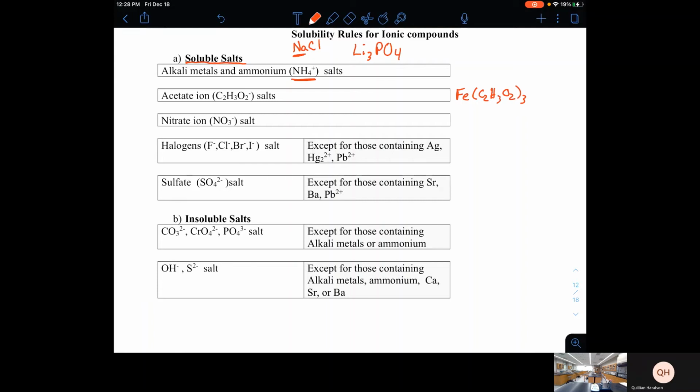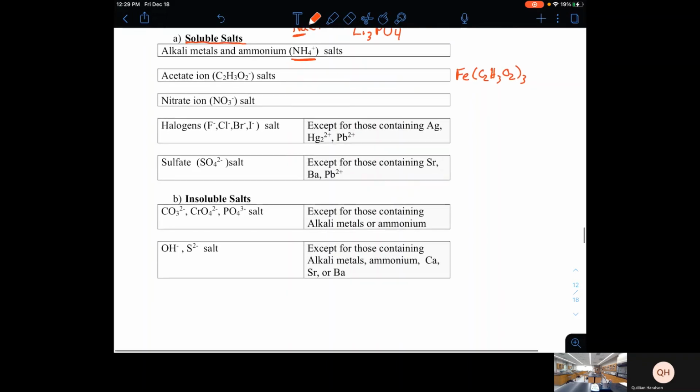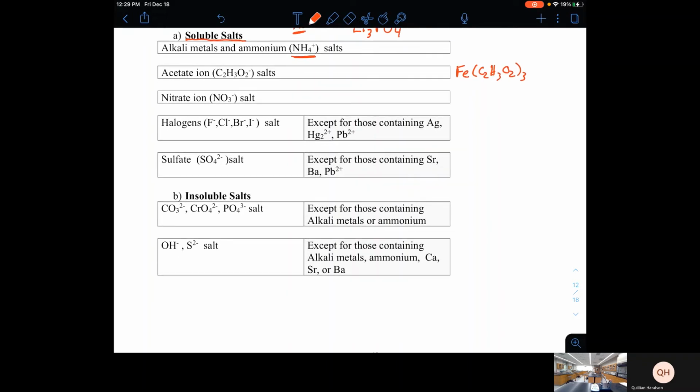Nitrate containing compounds are always, always, always, always soluble in water. So once again, I don't care what cation is attached to it, it's going to dissolve. Now the halogens, for the most part, are going to be soluble in water. The only exceptions for this class, because we're going to get rid of this one right here so you're not responsible for that one, are silver and lead. If you see a halogen attached to a silver, it is going to be insoluble. It will not dissolve in water.